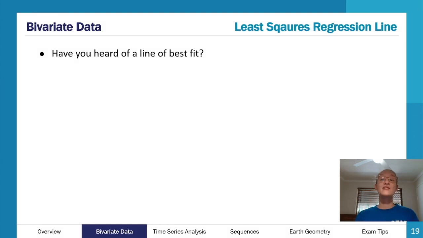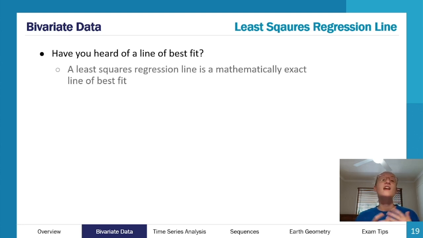And that brings us to a least squares regression line, which is kind of like the next step in a regression analysis. So if you've heard of a line of best fit, you've kind of heard of a least squares regression line. A least squares regression line is a mathematically precise line of best fit.